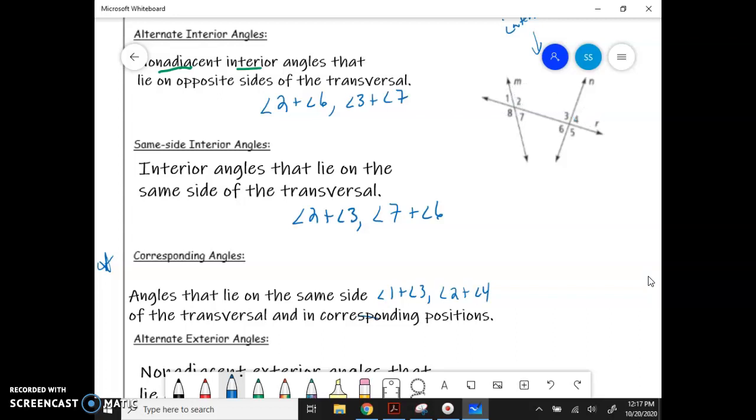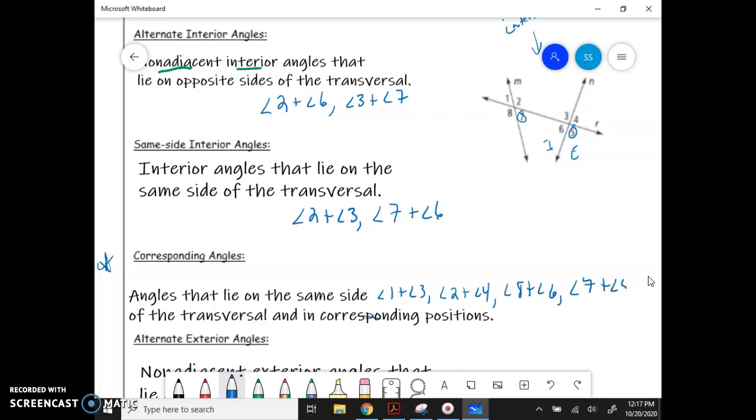Is that it? No, because we could also go on the other side of the transversal and we say 8 and 6. Again, we got one interior, one exterior. Okay, so there's another set. Angle 8 plus angle 6. And last one, hopefully you can see this. We're going to have one interior and one exterior. So that would have to be angle 7 and 5.